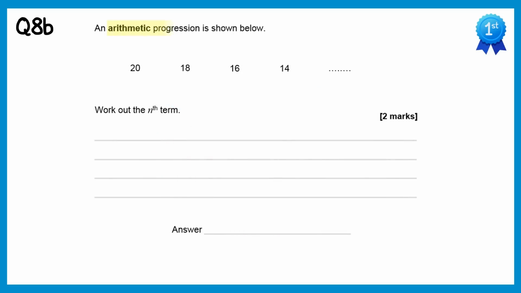Next we have an arithmetic progression. So to get from one term to the next, we add or take away a number, but we need to work out the nth term. So first of all, how do we get from one term to the next? In all cases here, it's take away 2. So the nth term will be minus 2n.